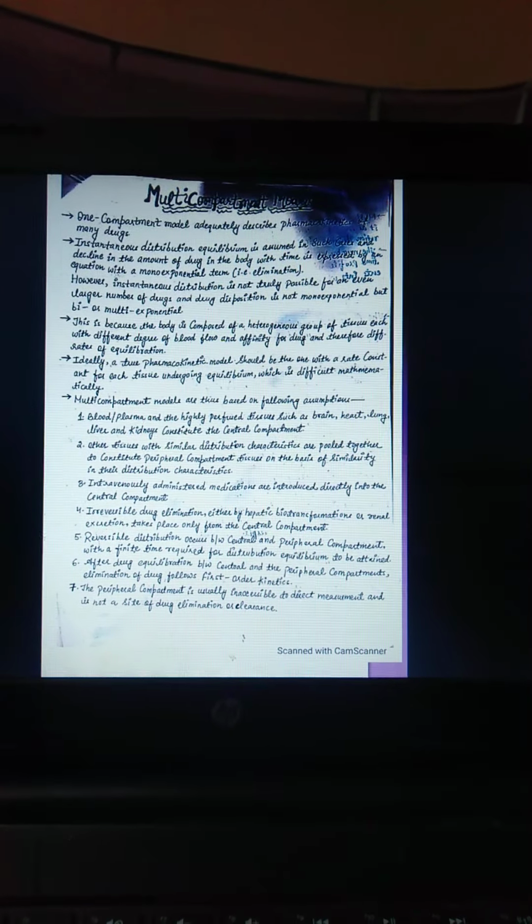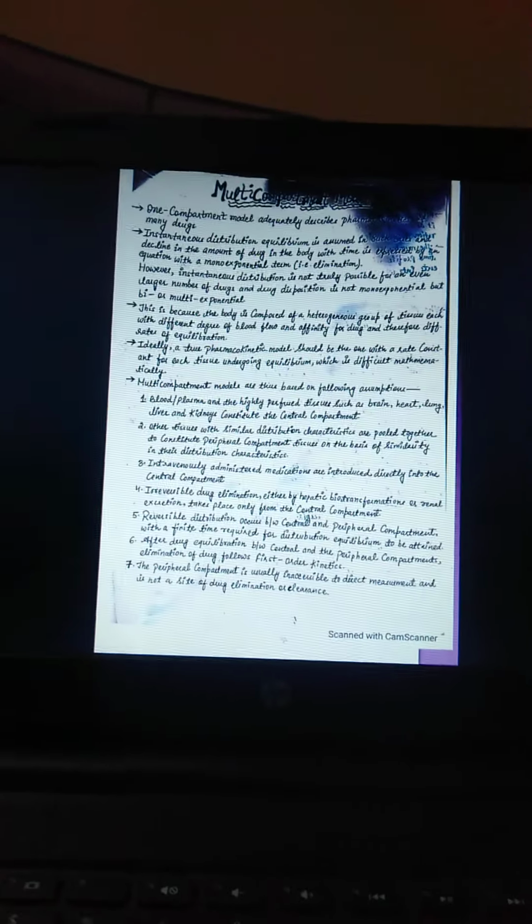In the one compartment model, we have assumed that instantaneous distribution equilibrium is assumed in the one compartment open model, and the decline in the amount of drug in the body with time is expressed by an equation with mono exponential terms. However, instant distribution is not truly possible for a large number of drugs, and the drug disposition process is not mono exponential but bi or multi exponential. That's why we are starting this multi compartment open model.